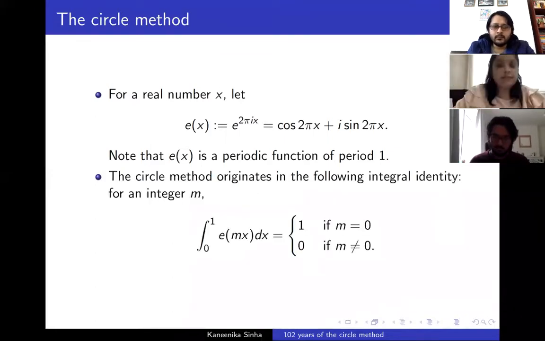Now the circle method originates in a very trivial and very easy integral identity, which says the following. Take any integer m and integrate E of m x dx from 0 to 1. If m is equal to 0, you get 1, but for any non-zero integer, you get 0. So in some sense, what this is telling you is that the integral, the left-hand side, gives you a fancy way of writing 1, in the case when m is equal to 0.